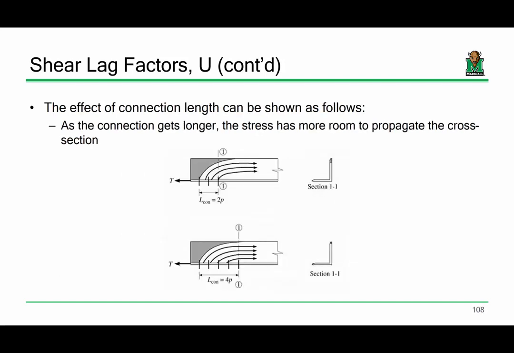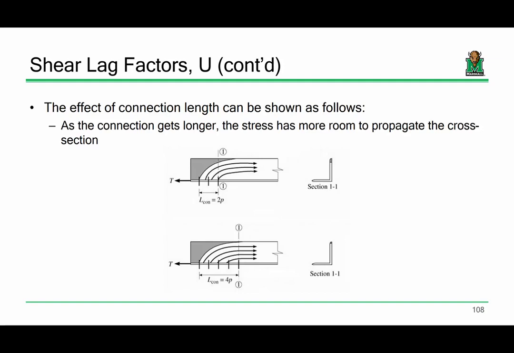The connection length, first off, I want you to understand why it affects the shear lag factor. So what I have here is just sort of a conceptual layout. As the connection gets longer, the stress has more room to propagate along the section. So you can kind of see from the top to the bottom, as the connection gets longer, more of that section becomes effective in transferring stress, right?